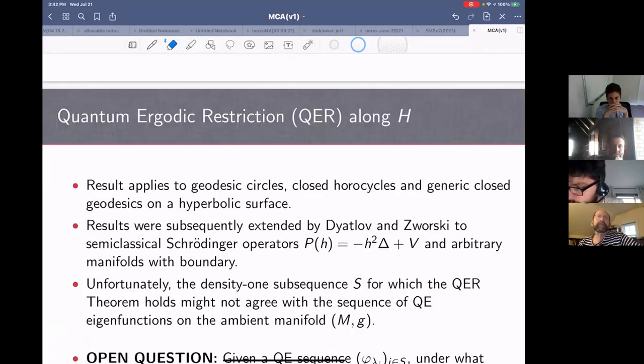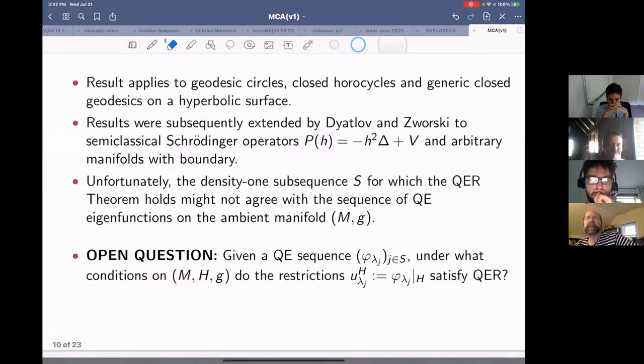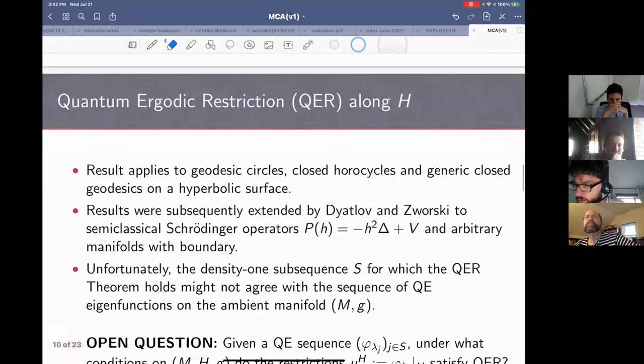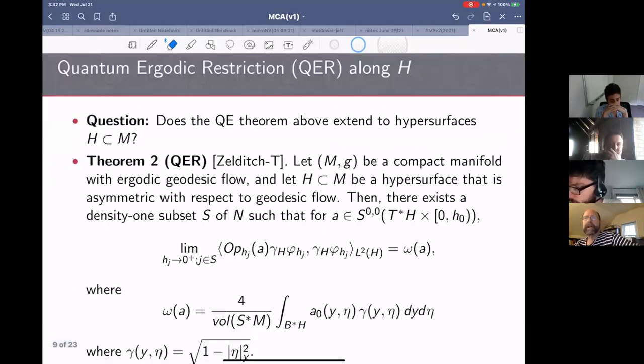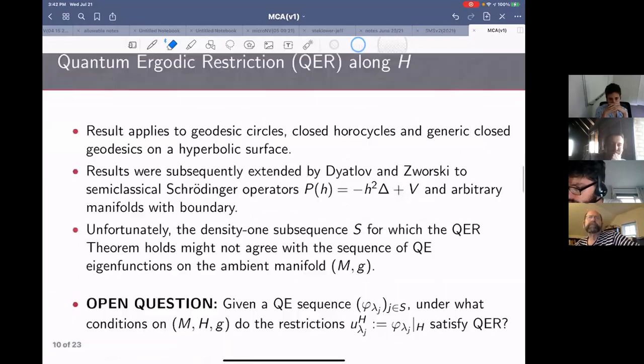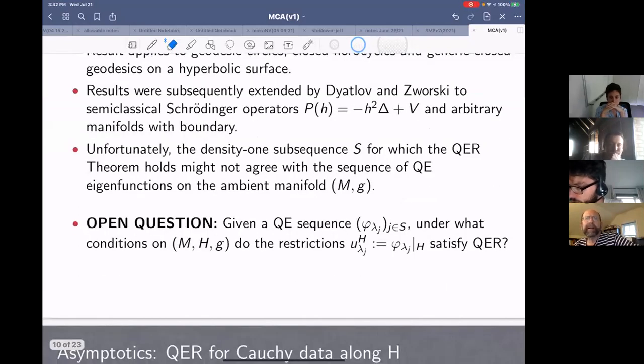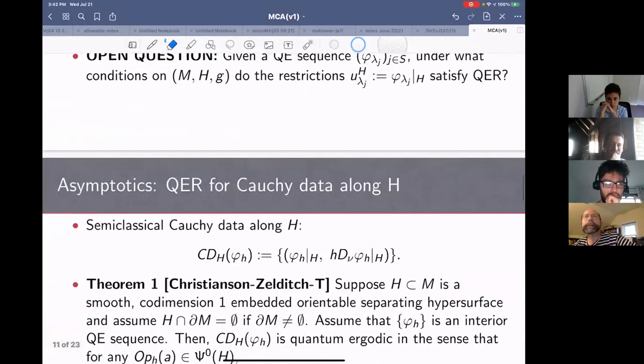This result was extended by Dyatlov and Zworski to the semi-classical Schrödinger case and arbitrary manifolds with boundary. Unfortunately, the density one subsequence that we have to extract in this QER theorem, we don't know whether it agrees with the sequence of QE eigenfunctions on the ambient manifold. So you might have to extract different density one subsequences. So this turns out to be a rather delicate issue, and as far as I know, it's still open. So given a QE sequence of eigenfunctions, the open question is under what conditions on the manifold, the hypersurface, and the metric do the restrictions satisfy QER? And as far as I know, this is still very open.